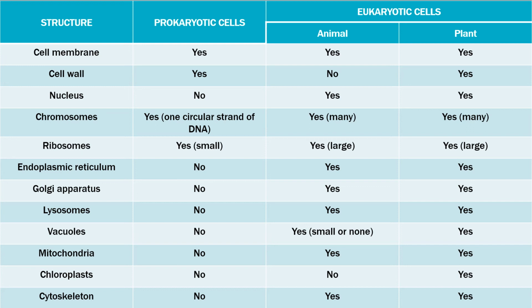Prokaryotic cells also do not have endoplasmic reticulum, Golgi apparatus, lysosome. They also do not have vacuoles and mitochondria, as well as cytoskeleton, as compared to the presence of the said organelles in eukaryotic cells. So that is the summary of it.